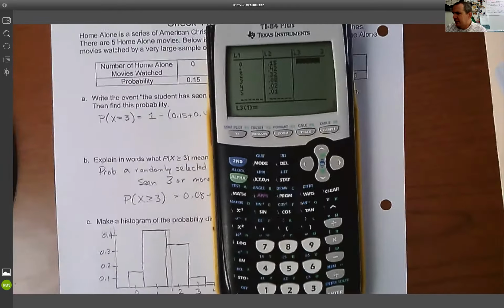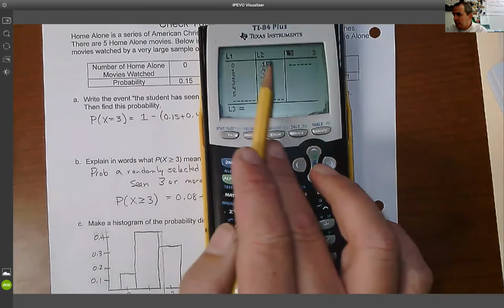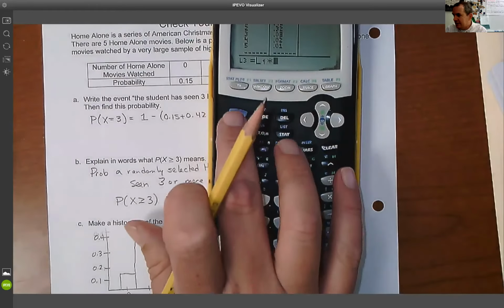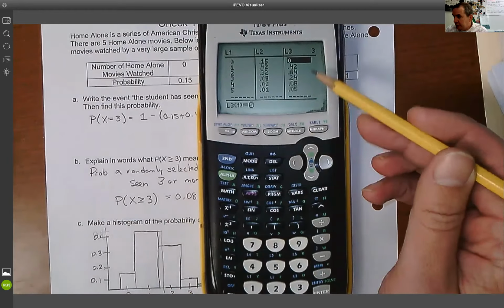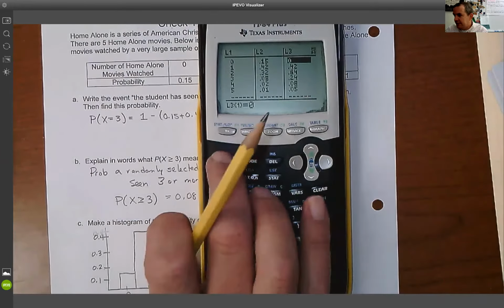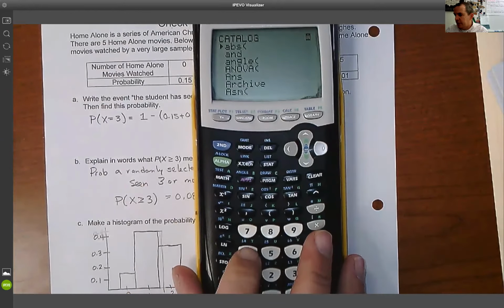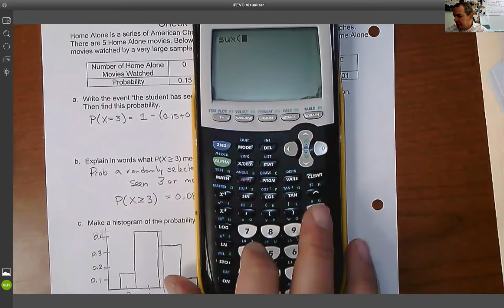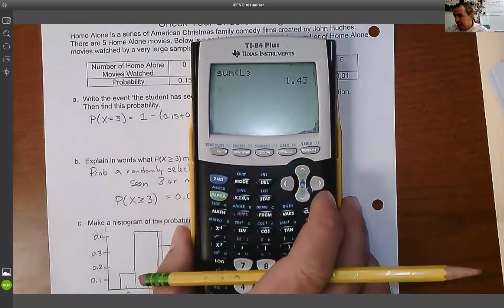Okay, now this is a little different. The way we're going to handle that is we're going to arrow up to the L3 column. What we want to do is multiply L1 times L2. So we're going to do second 1 to get L1 times second 2 to get L2. We hit enter. These are going to be all of the components of my expected value, and I need to add them all up. So the way I do that is second mode to quit. I need to get the catalog. Catalog is right above 0, so second 0. I want to go ahead and hit 4 for the letter S, arrow up once, twice, to get sum, and I'm going to sum up L3. So I do second 3. That gives me L3, and that's going to tell me 1.43 is the mean.